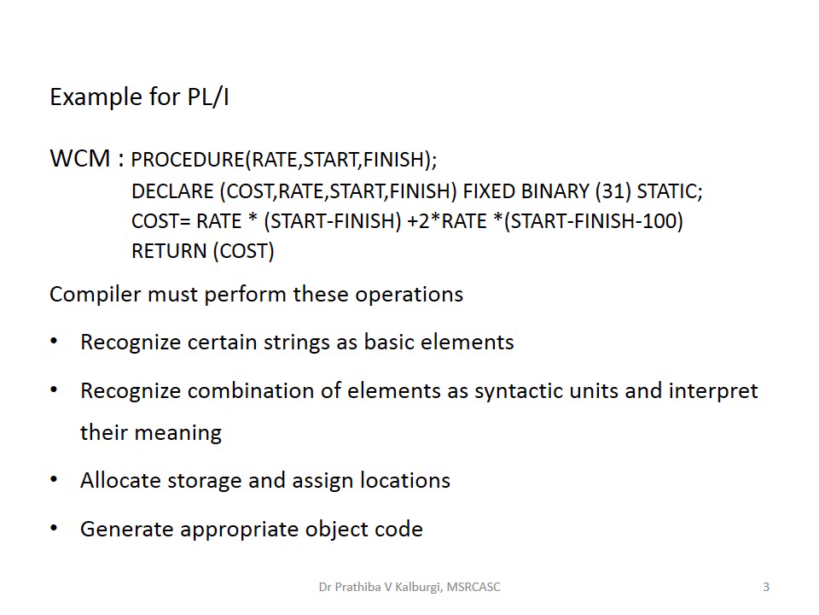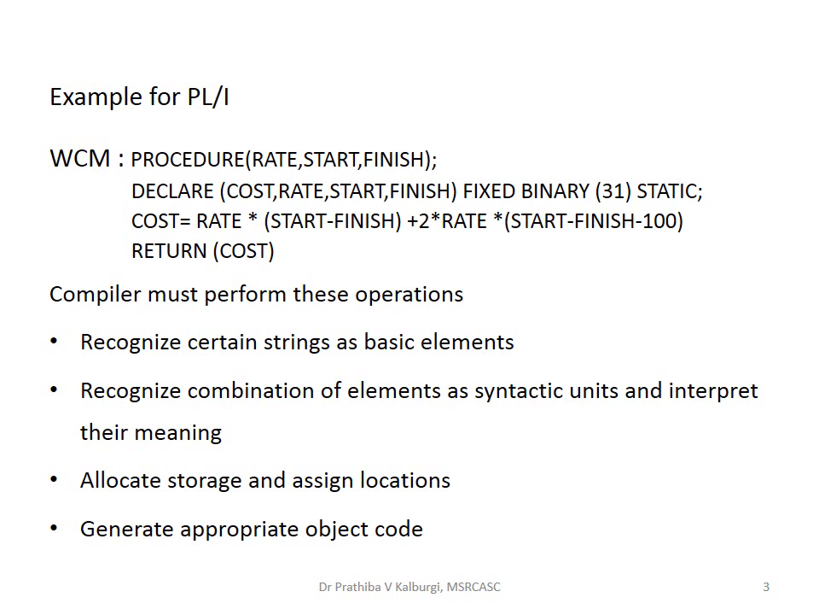Now coming to an example of a programming language, we have WCM: procedure, wait, start, finish, declare. So we declare cost, rate, start, finish, and then we consider the fixed binary of 31-bit size, which is static, and then the cost is calculated, that is rate into start minus finish plus 2 into rate into start minus finish minus 100. So we return the cost.